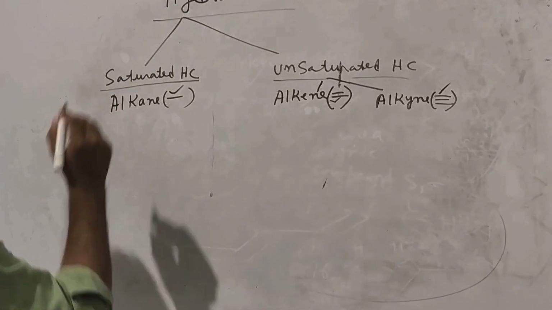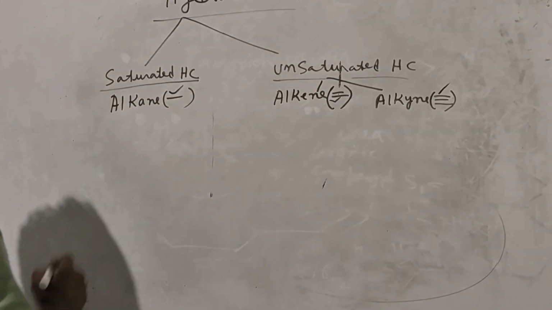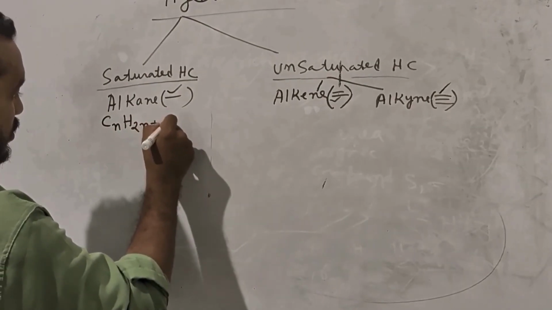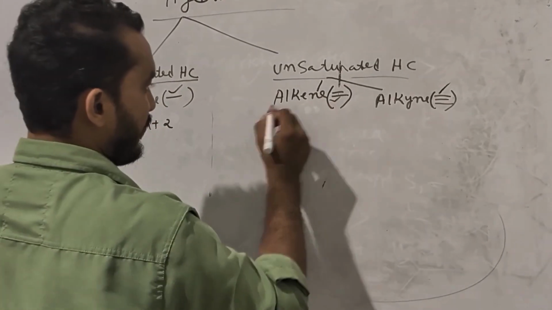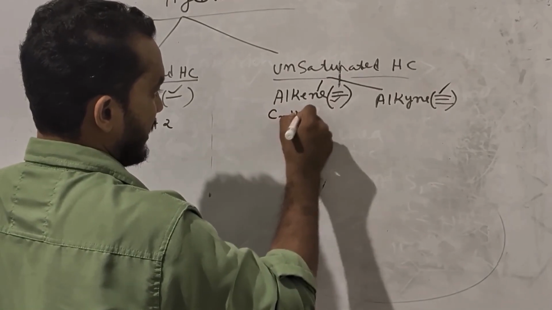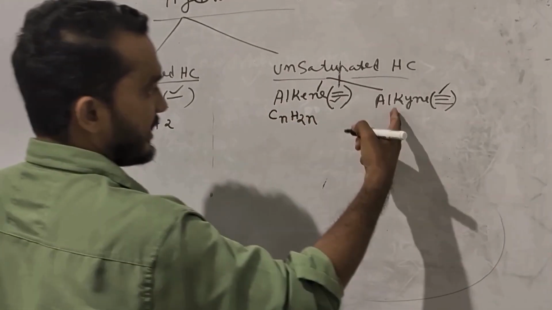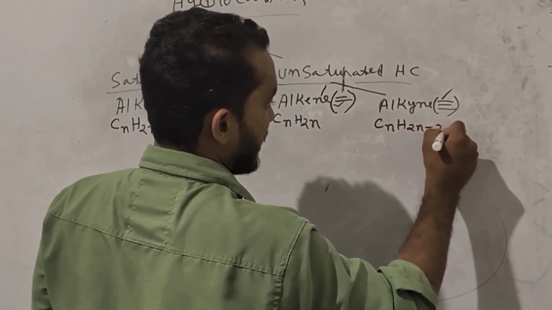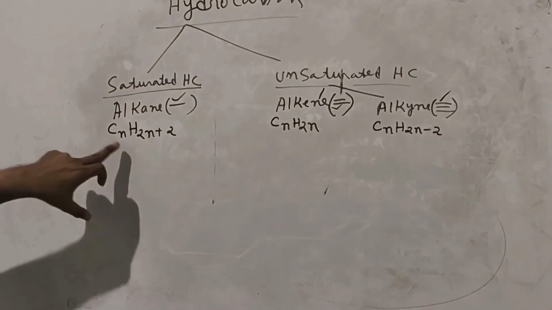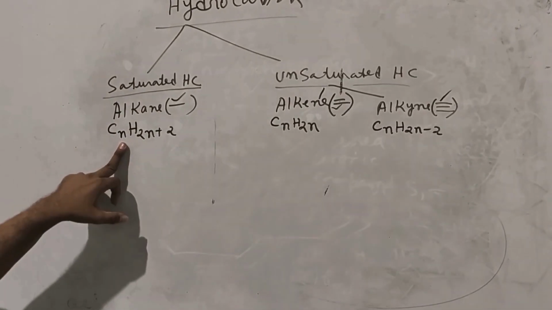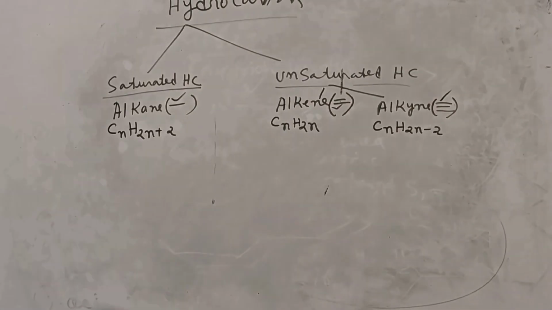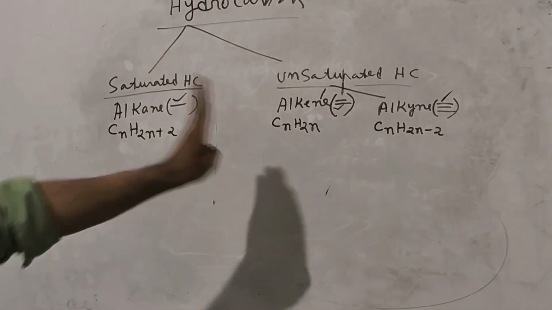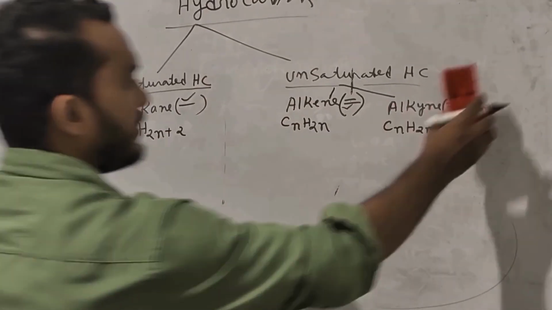Now you see, the general formula of alkane is CnH2n+2, the general formula of alkene is CnH2n, and the general formula of alkyne is CnH2n-2, where n represents the number of carbon atoms in a carbon chain. Now first let me discuss alkane. After that I will discuss alkene and alkyne. Now let me rub this.